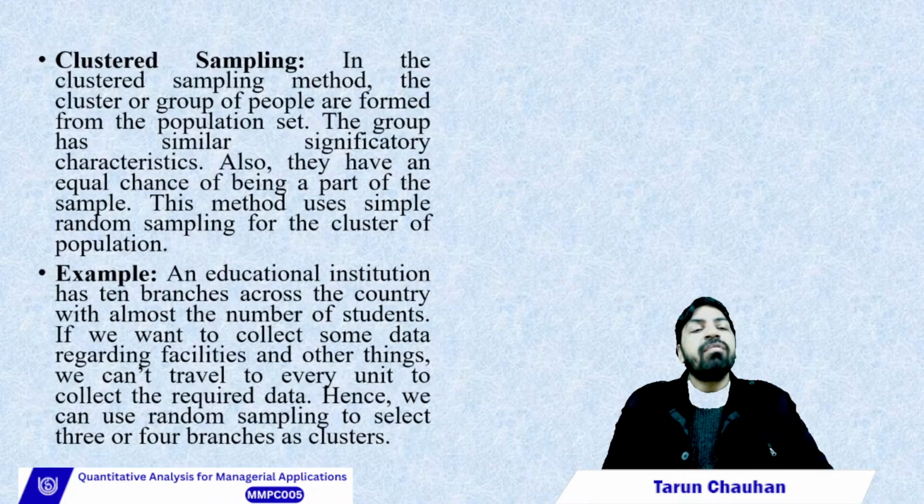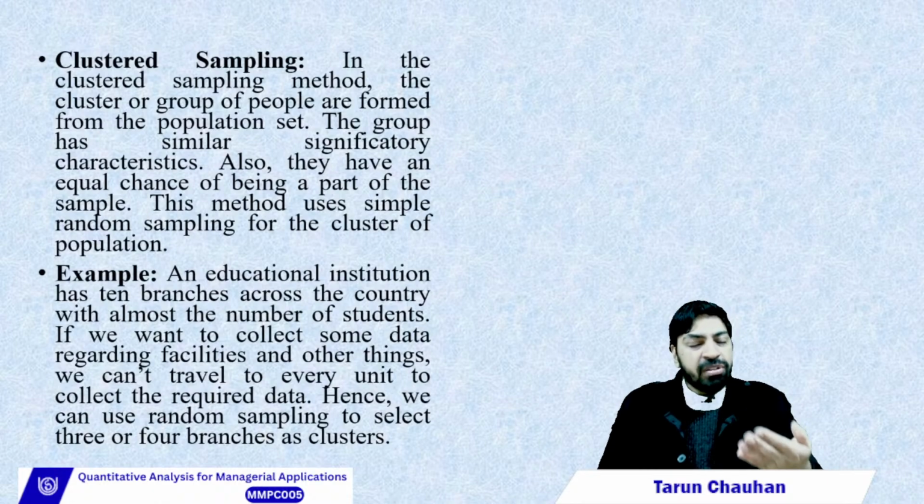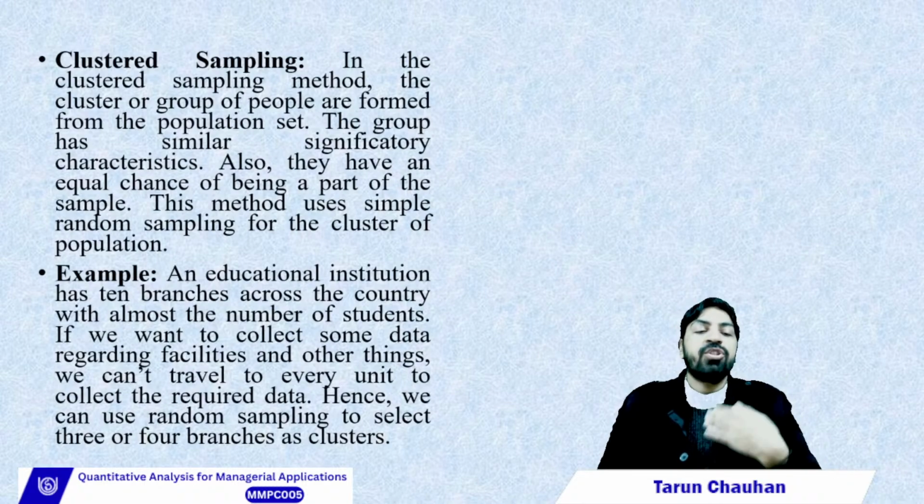Now the next type of probability sampling is cluster sampling, where the groups of people are classified based on reasons, location, state, etc. In the cluster sampling method, the clusters or groups of people are formed from the population set, and such groups have similar characteristics as well, and every group has an equal chance of being part of the sample. Under cluster sampling, you can use the simple random selection method.